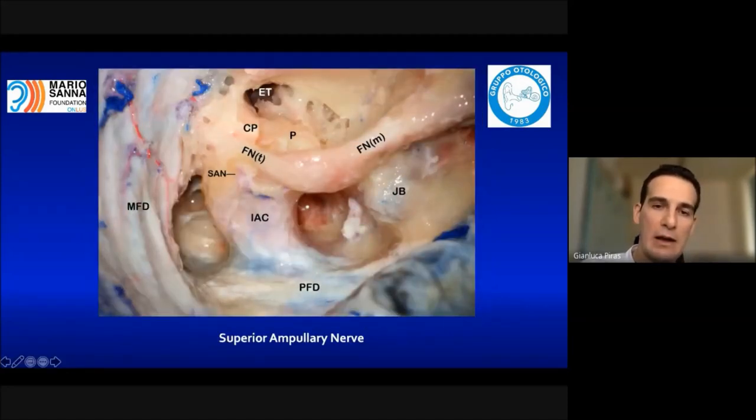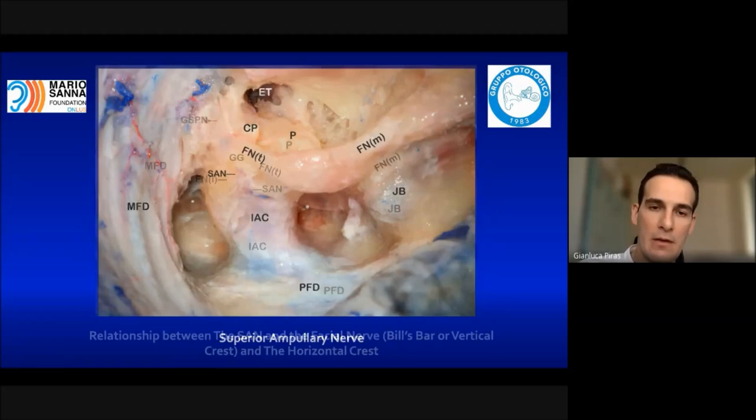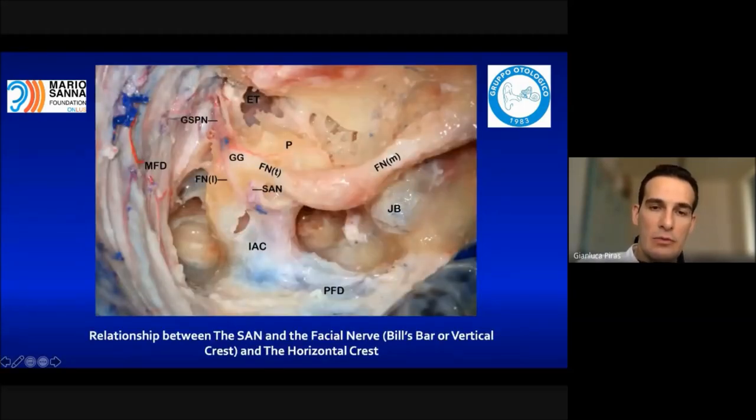Ampulla of the superior canal, superior ampullary nerve. This is the vestibule. The superior ampullary nerve guides you to the superior vestibular nerve. So this is the horizontal crest, which divides the superior vestibular nerve from the inferior vestibular nerve. Superior and medial to the superior vestibular nerve, you have the facial nerve. Medial to the inferior vestibular nerve, you have the cochlear nerve.